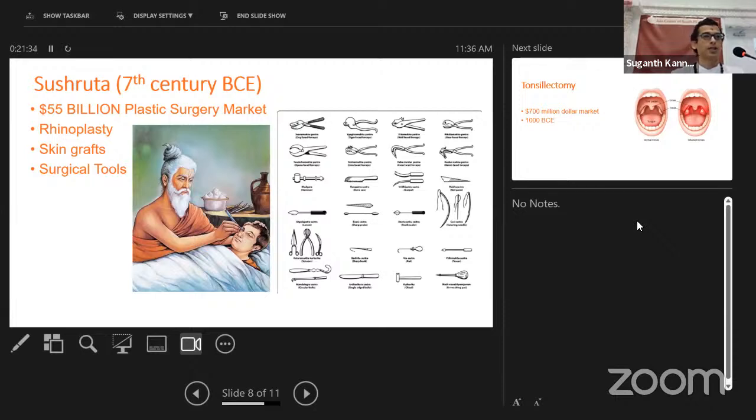So, in the United States, a lot of the leading physicians, especially in fields like ENT, gastroenterology, cardiology, cardiac surgery, neurosurgery, they're all people of Indian origin. But if you look back in ancient India, around the 7th century BC, we produced the world's first surgeon by the name of Shushruta.